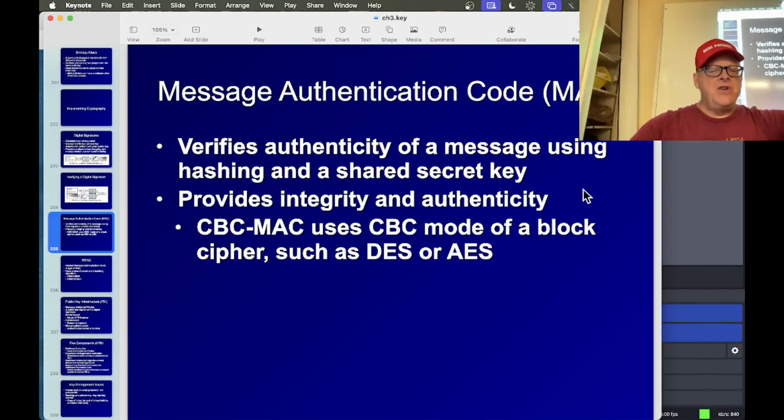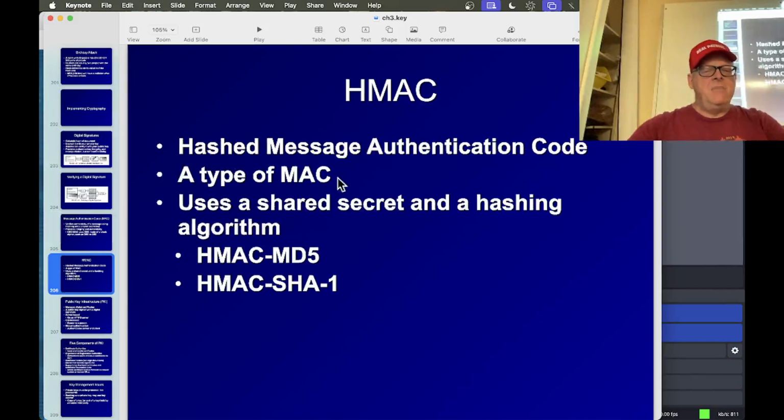So message authentication codes verify the authenticity of a message, and they provide integrity and authenticity. CBC-MAC is a common one. HMACs are hashed message authentication codes that use a hashing algorithm and a secret key. So it provides authenticity and integrity. This is used a lot for financial transactions.